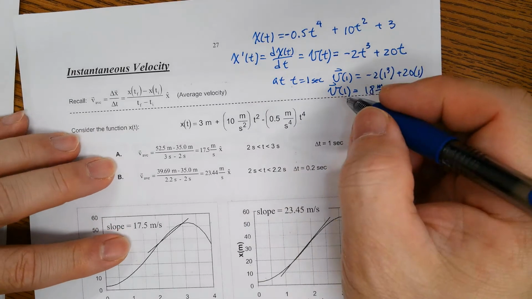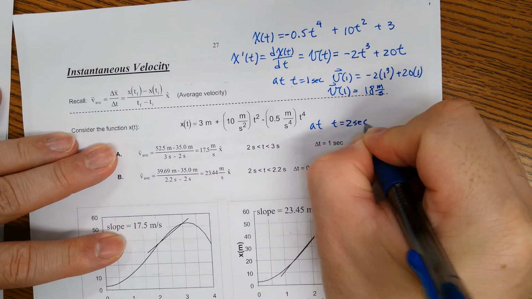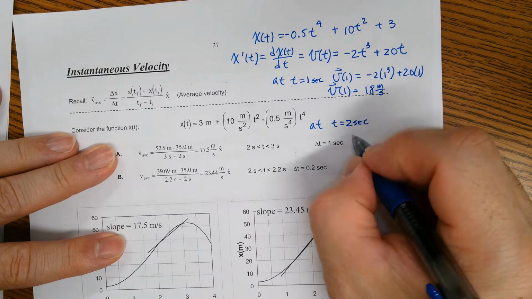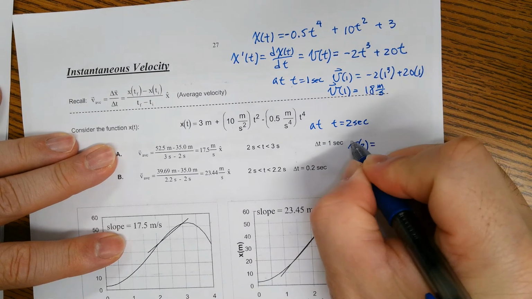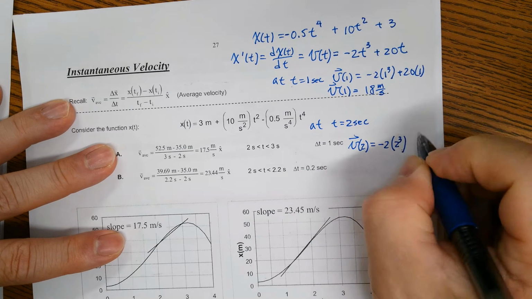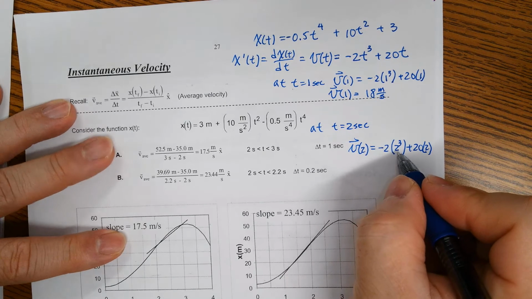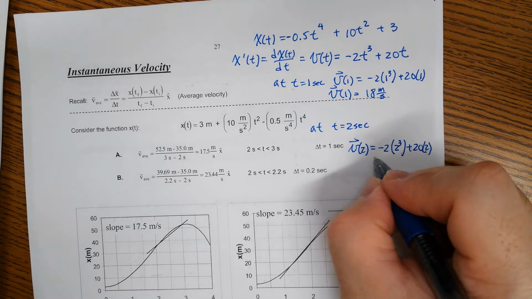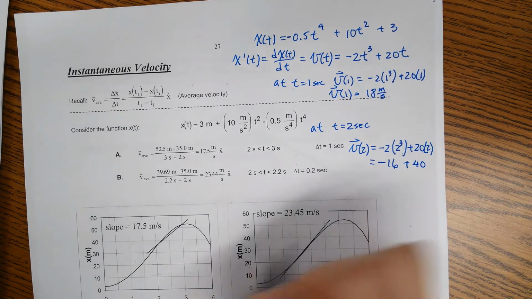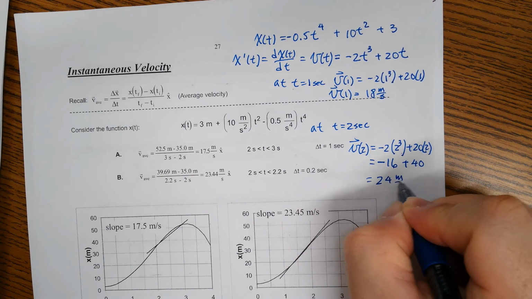But what happens at 2 seconds? So at t equal to 2 seconds, all we have to do is plug in that 2 seconds into this function right here. So that velocity at 2 seconds is negative 2 times 2 cubed plus 20 times 2. This is 8, 8 times 2 is negative 16 plus 40, and I get 24 meters per second.